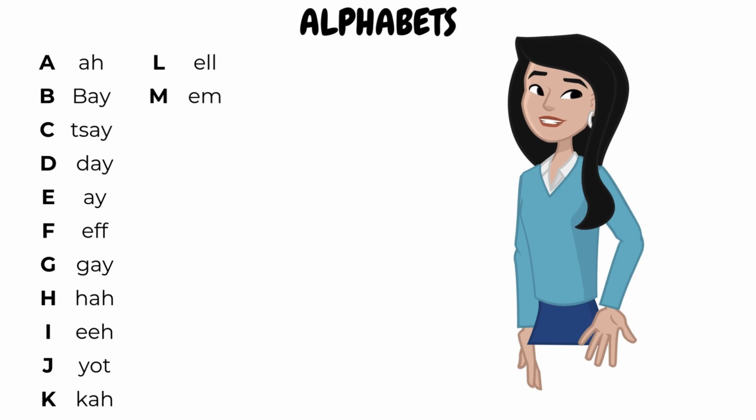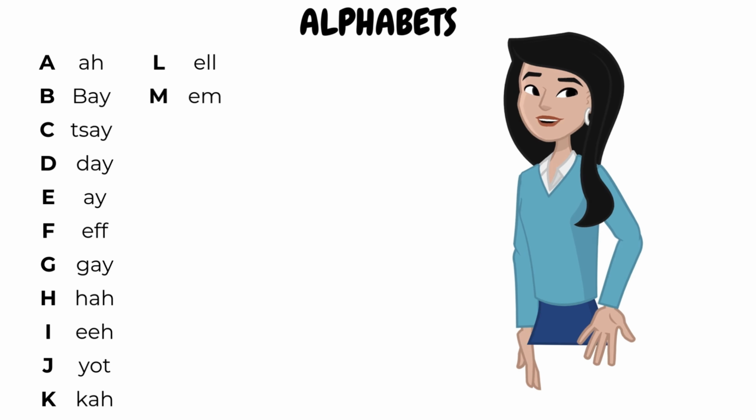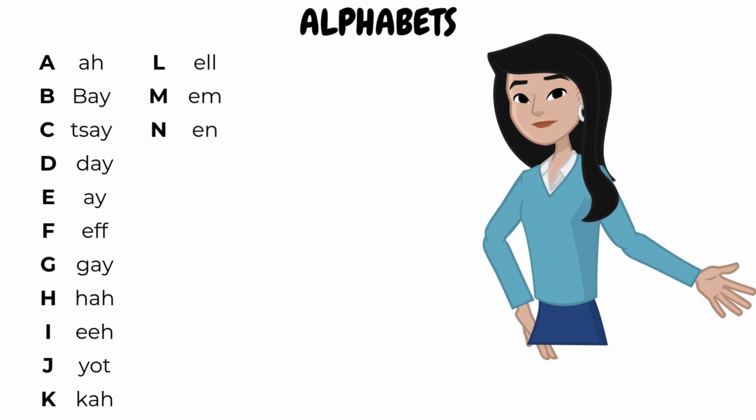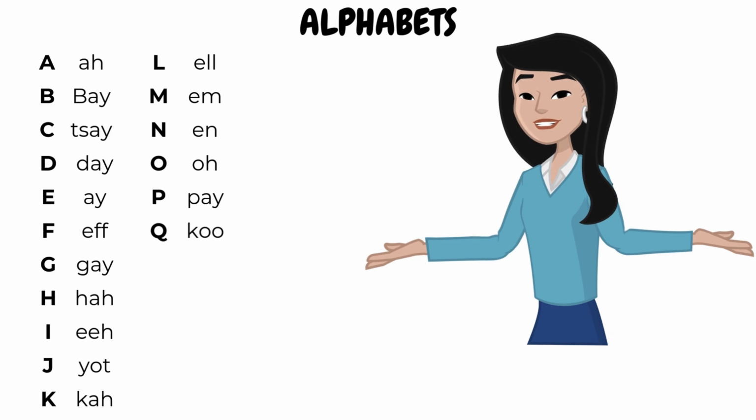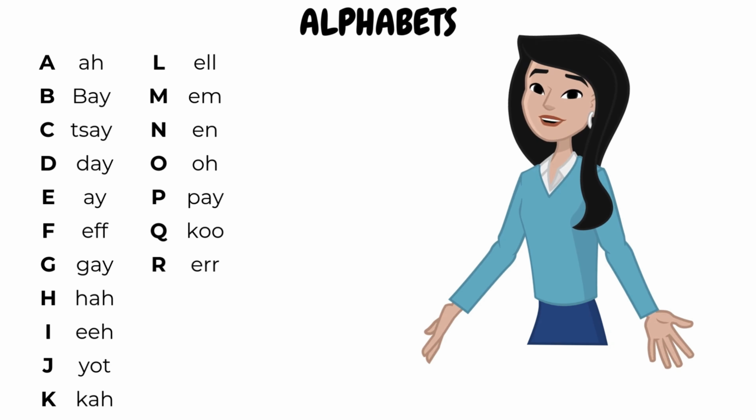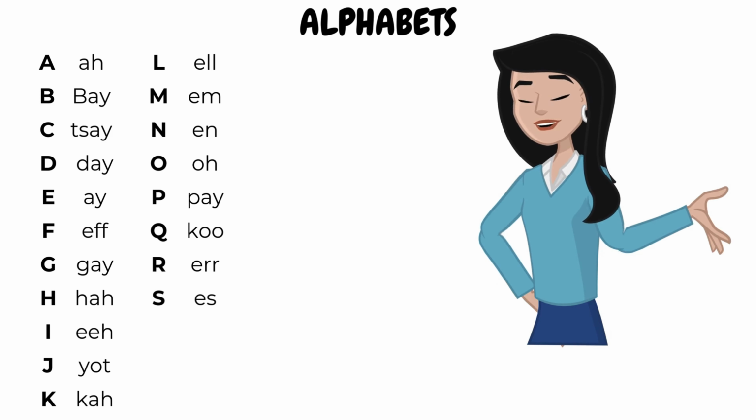L is pronounced as L, similar to the English alphabet L. M is pronounced as M, similar to the English alphabet M. N is pronounced as N. Letter O is pronounced O. Repeat, O. P is pronounced pay. Say it, pay. Q is pronounced as ku. One more time. Ku. Letter R is pronounced air. Try to roll your R. S is pronounced S.